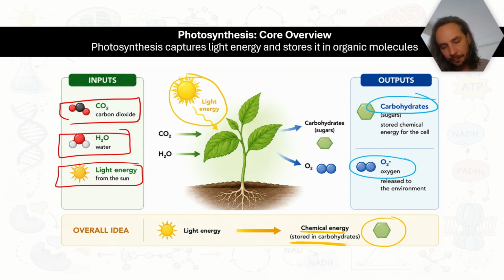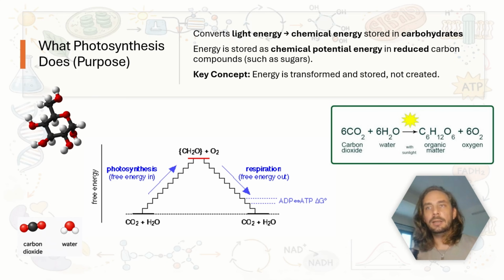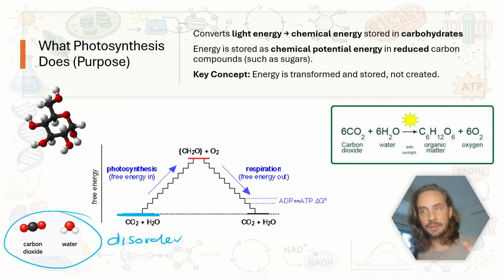So plants take up carbon dioxide and water. It would change it into oxygen and sugars, and ultimately it would store that chemical energy within these chemical bonds of carbohydrates. Now, the overall purpose of photosynthesis, okay? So overall, we want to move from disorder, okay? So these molecules are disordered into more order.